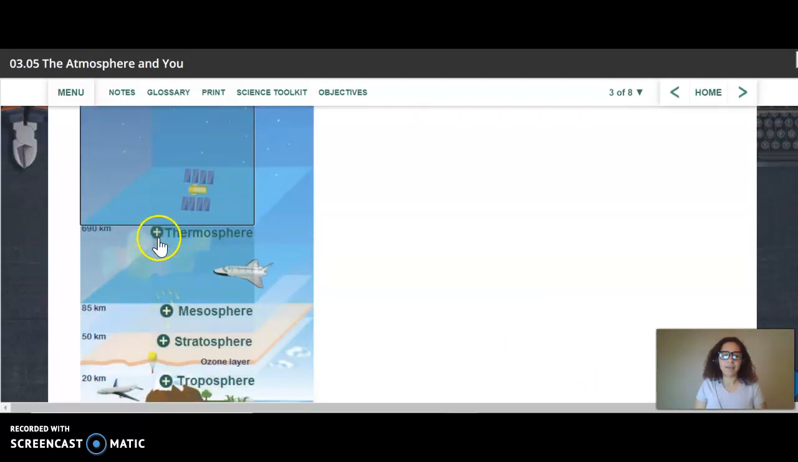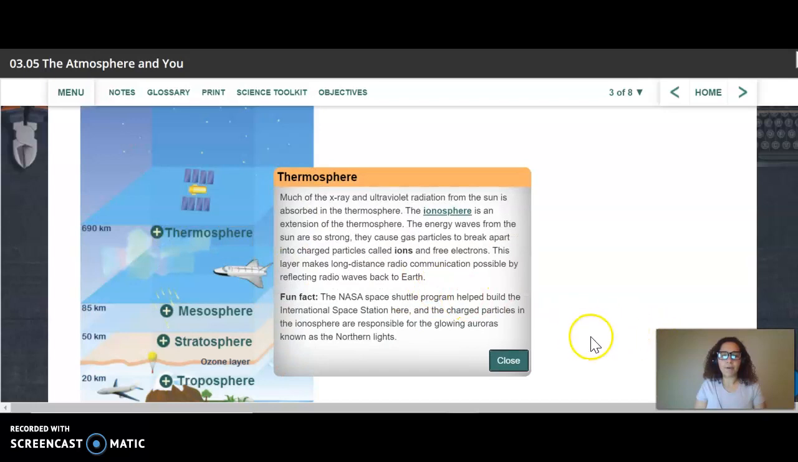The next furthest down is going to be the thermosphere. The thermosphere is going to be important because this is where a lot of the UV radiation coming from the sun is absorbed. So the ionosphere is also part of the thermosphere. So this area is where energy waves from the sun are so strong they cause gas particles to break apart into charged particles called ions and free electrons. So this layer also makes long-distance radio communication possible by reflecting radio waves back to Earth.